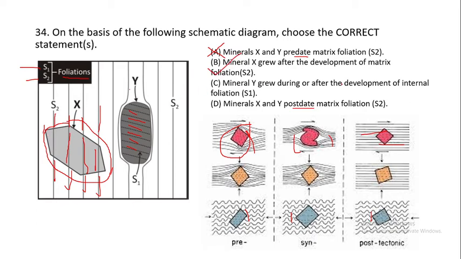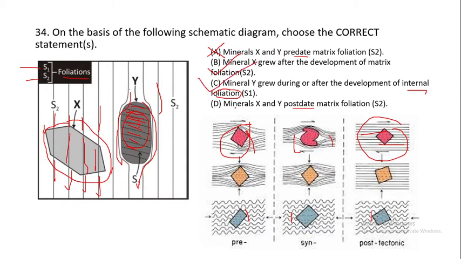Next, mineral Y grew during or after the development of internal foliation. Here you can see the internal foliation. After that, S2 is present and S1 is present, after this formation. So Y grew during or after the development of internal foliation, at the same time or after that. This statement is also right.